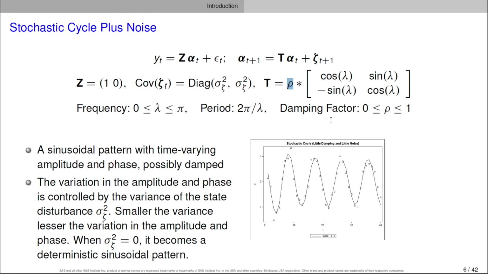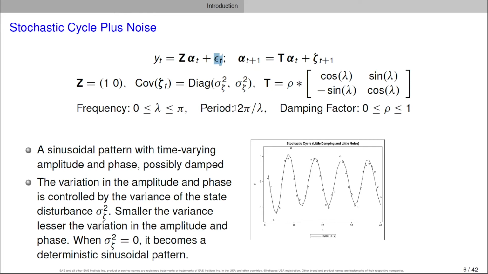Or just to summarize, let me point out the four parameters in this model. The defining parameters of this model are lambda, the frequency of the cycle, or equivalently the period 2 pi over lambda, the damping factor rho, the variance of the state disturbance sigma square c, and the variance of the observation noise, epsilon t. These are the four parameters of this state space model.